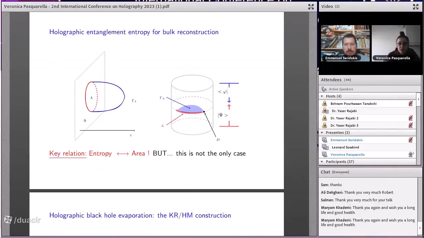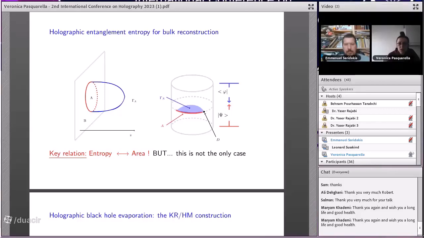So this is just a very basic recap. Obviously, the audience is well aware of all these tools, but just for completeness, I'm going to outline them. So holographic entanglement entropy basically is a tool that enables you to perform bulk reconstruction, because from the Ryu-Takayanagi prescription, by knowing the entropy of the boundary, you're able to reconstruct a portion of the bulk. So the key relation is the one between the entropy and the area, just as the previous speaker discussed thoroughly.